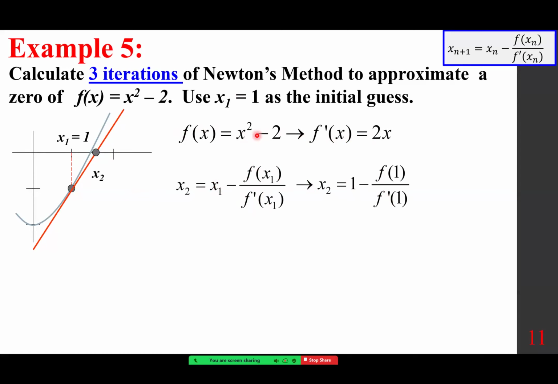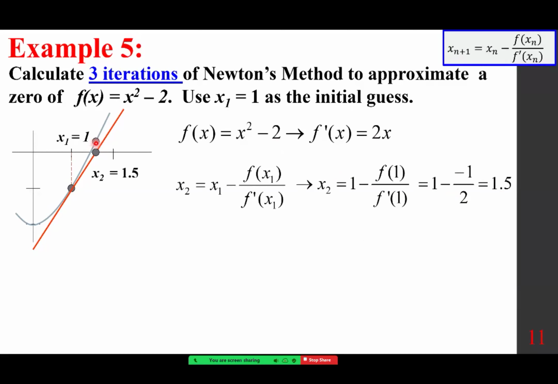Now, what is f of 1? If I put 1 in here, I get 1 squared, which is 1 minus 2. So it becomes negative 1. If I put the 1 here, I get 2. So I get 1 minus negative 1 over 2, or 1 plus 1 half, or 1.5. It's very simple to calculate. Be sure the details. So x sub 2 is 1.5, or 3 halves.